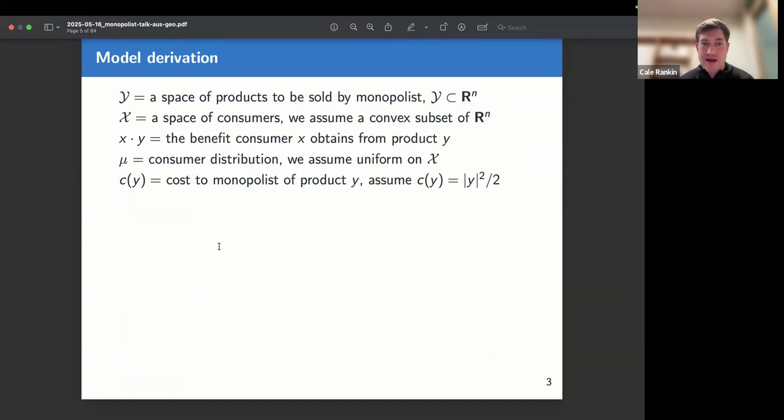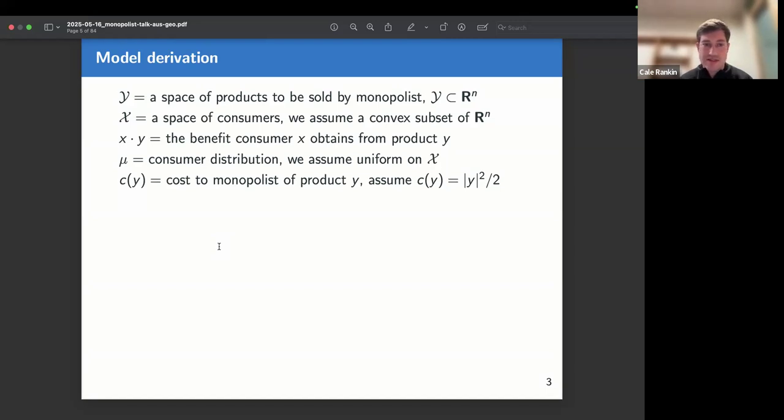The economic setup is as follows. This monopolist, they've got a space of products to be sold. Here, a product is a point in Rⁿ, and the space of products is a subset of Rⁿ. What does that mean for a product to be a point in Rⁿ? Well, if, for example, our monopolist was selling cars, a car could be parametrized by 3 parameters. 1 is how fast it goes, 2 is how fuel efficient it is, and 3 is how luxurious it is. So we're going to be taking these sort of parameterizations for products.